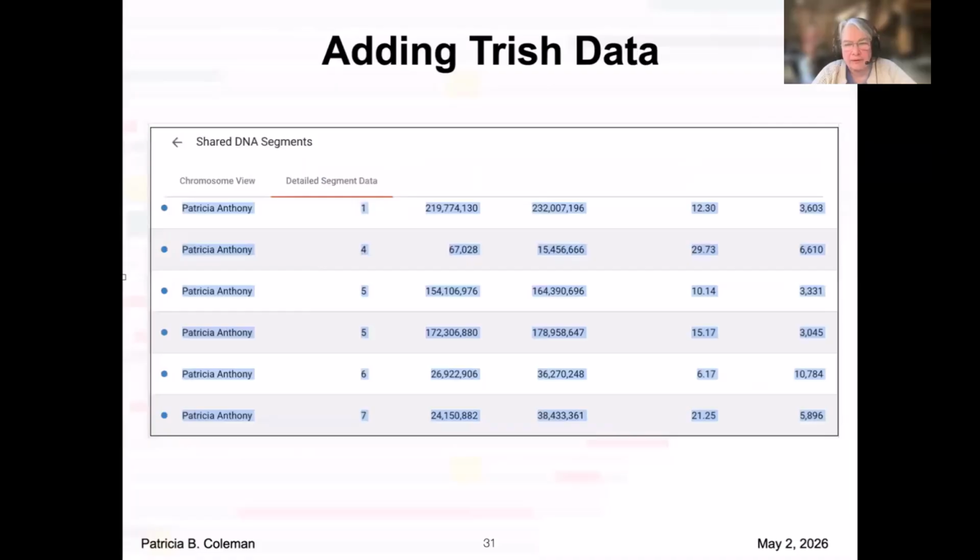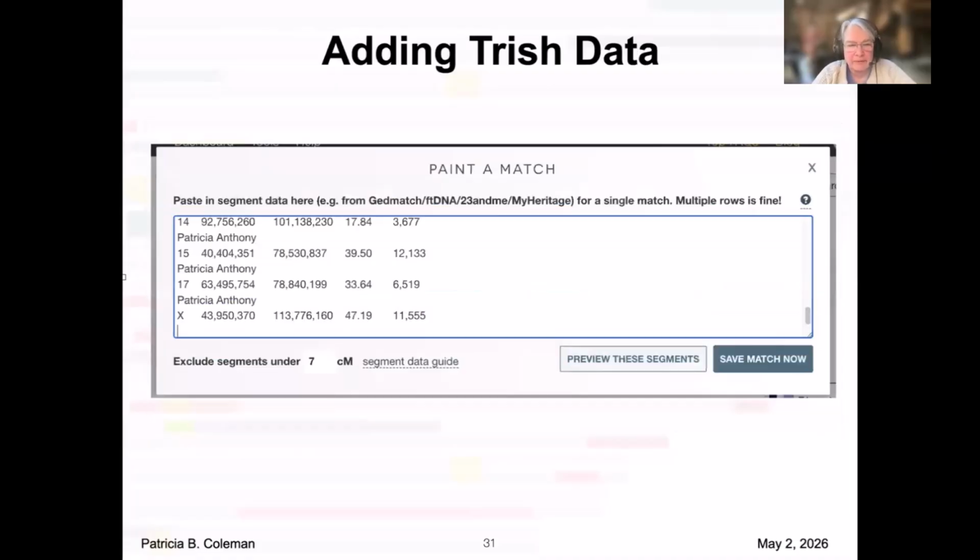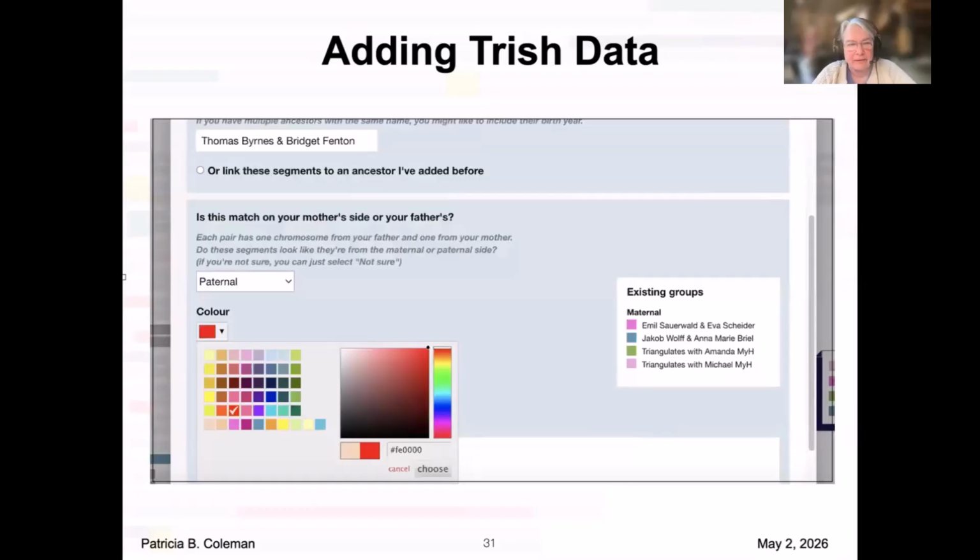So here's the list, and I copy the list, and I paste it into DNA Painter. And again, it's a known match, so I'm going to save it as that. And I name it under my shared great-grandparents, Thomas Burns and Bridget Fenton. It's paternal. And now I'm showing you changing the color.